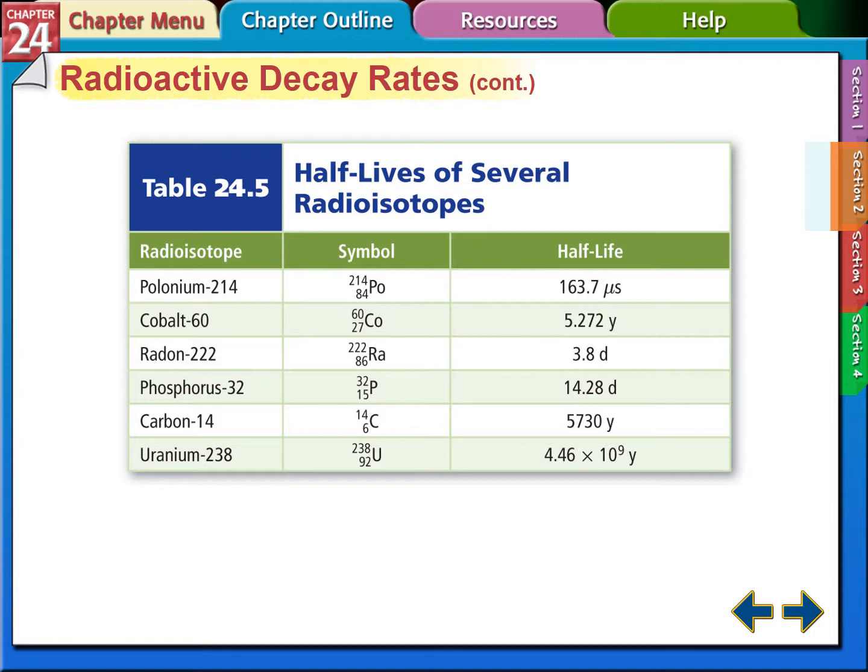Some isotopes would have very short half-lives, like polonium-214. Its half-life is only 163.7 microseconds, while other radioactive isotopes would also have very, very long half-lives, just like uranium-238. Its half-life is 4.46 times 10 to the power of positive 9 years. So again, different substances will have different half-lives or different amounts of time for its initial amount to decrease by half.